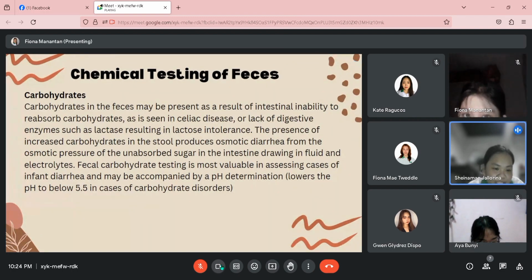Fecal carbohydrate testing is most valuable in assessing cases of infant diarrhea and may be accompanied by a pH determination. The pH is lowered to below 5.5 in cases of carbohydrate disorders.